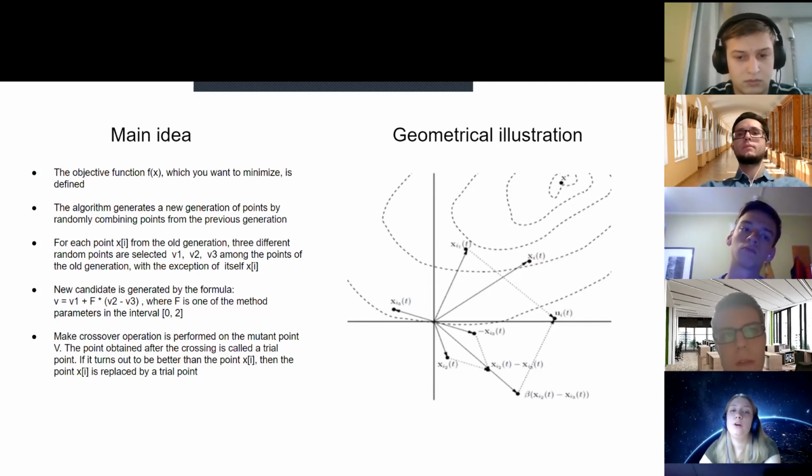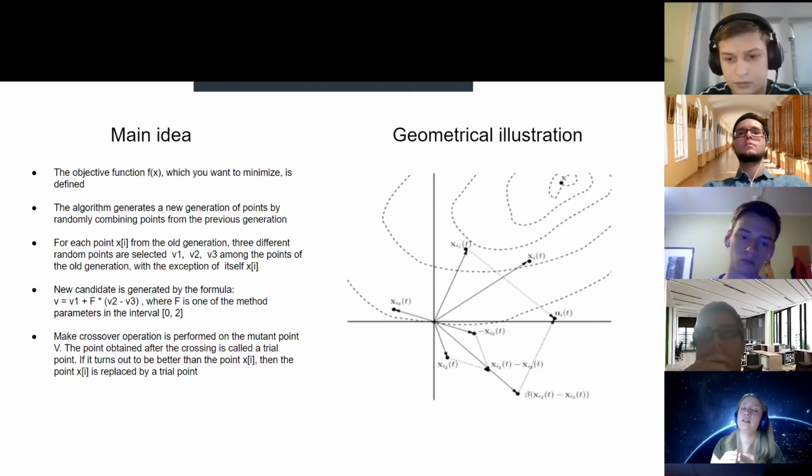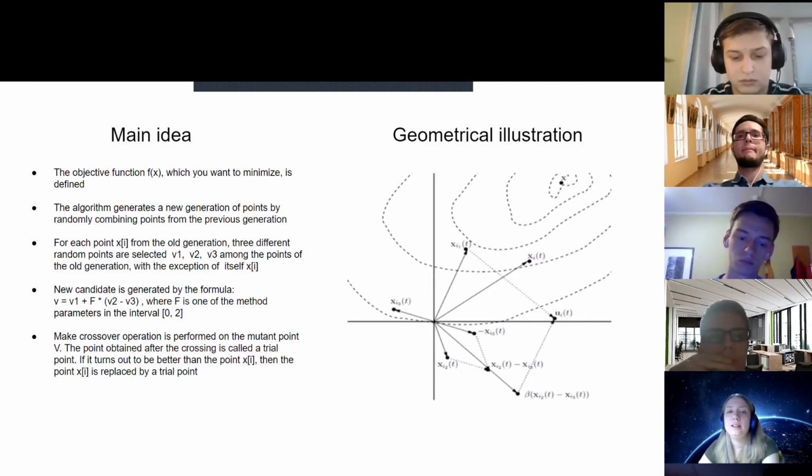The new generation of points is generated as follows. For each point from the old generation, three different random points are selected, and we can find a new candidate by this formula. You can see it in the main idea. Okay. A crossover operation, the last step of this algorithm, is performed on the mutation point V, which means that some of its coordinates are replaced by the crossover coordinates from the original points. Each coordinate is replaced with some probability, which is also another parameter of this method.